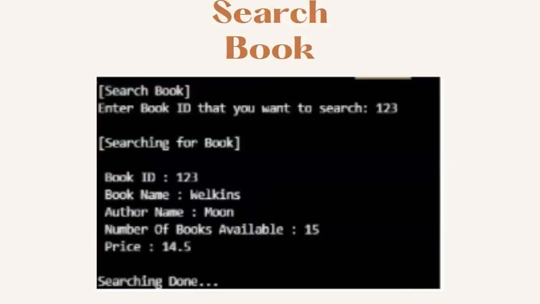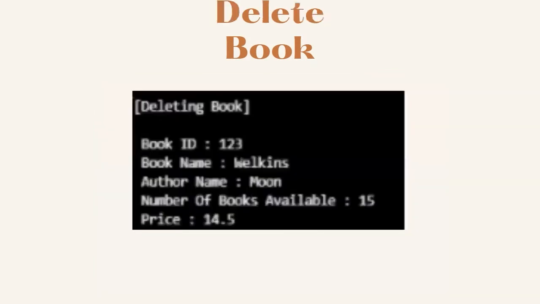Search, this is the search book. The user needs to key in the book ID and it will show the book information. If we want to delete a book, we need to enter the book ID, then it will show the book details, and then we need to key in the delete button.